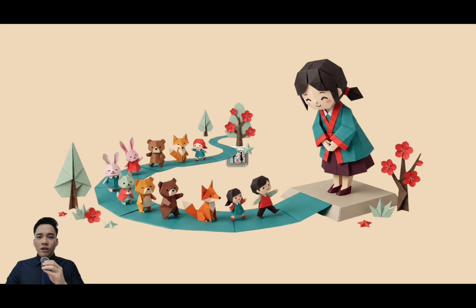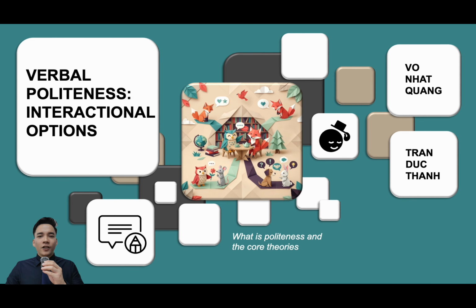I will present part 1 of our topic, verbal politeness, interactional options. My part is called What is politeness and the core theories. In this part, I will explain what politeness means in sociolinguistics, how politeness works differently across cultures, and why theories like discernment, wakimai, face, negative face, positive face are important.